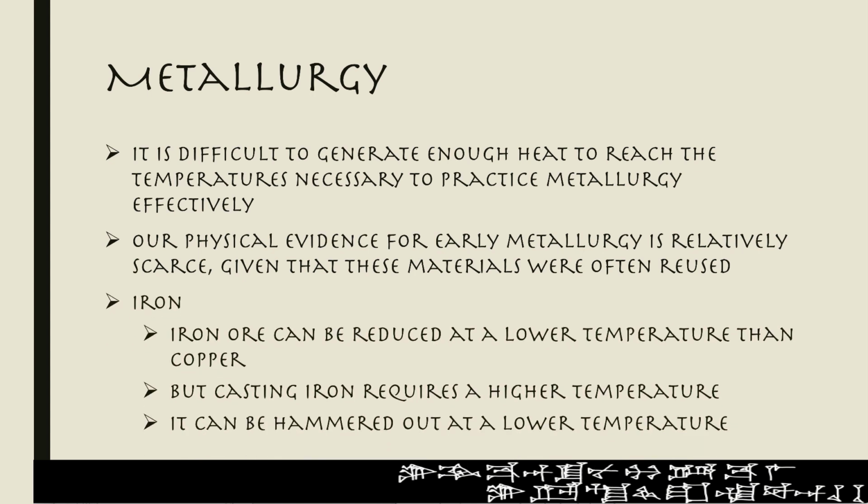So he talks a little bit about iron. Iron ore can be reduced at a lower temperature than copper. However, casting iron often requires a higher temperature than was able to be generated. But it was still utilized because iron can be hammered out while it's hot, just at a lower temperature.